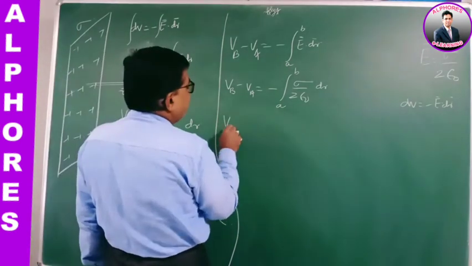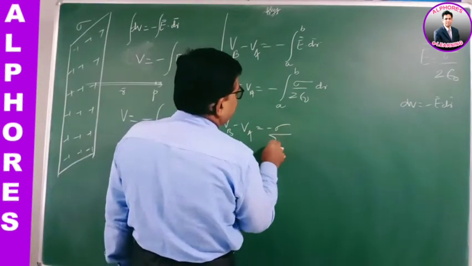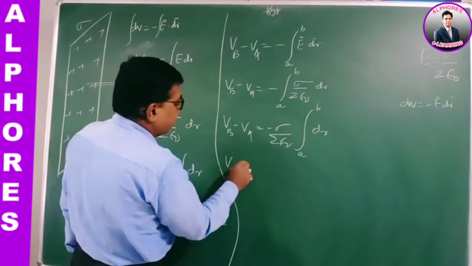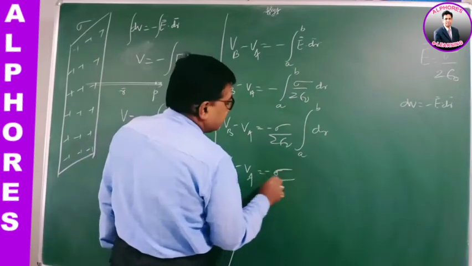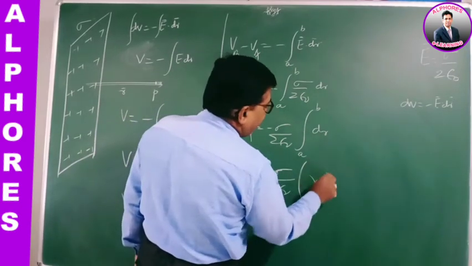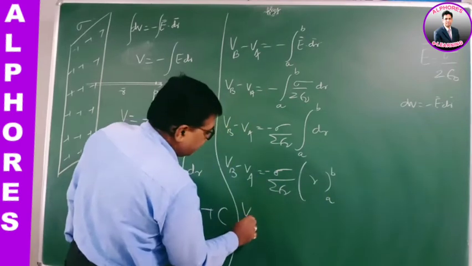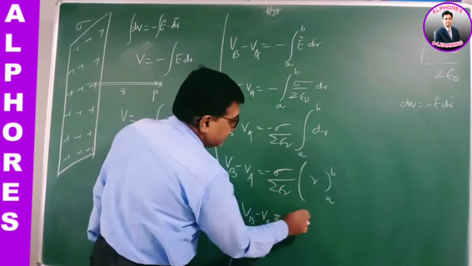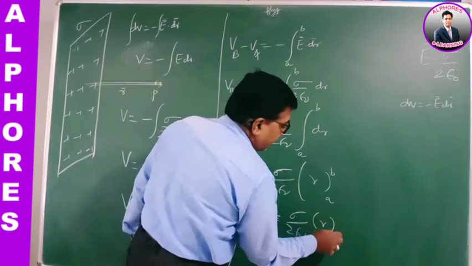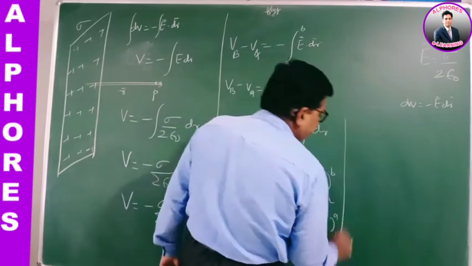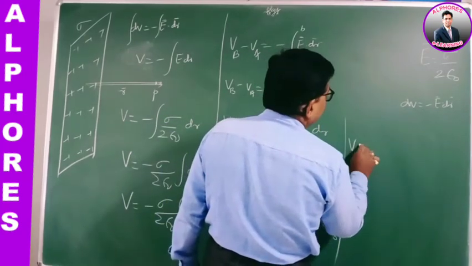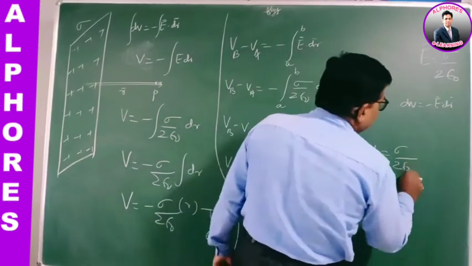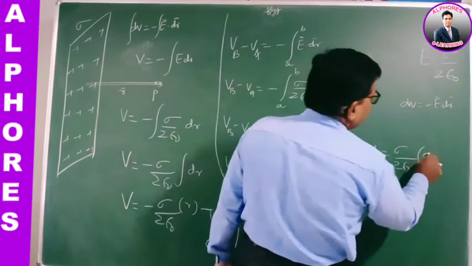So VB minus VA is equal to minus sigma by 2 epsilon naught integral dr from A to B, or VB minus VA is equal to minus sigma by 2 epsilon naught, it is R between the limits A and B, or VB minus VA, taking minus inside, reversing the limits, sigma by 2 epsilon naught into R, it's B A. So finally, the potential difference between 2 points VB minus VA is equal to sigma by 2 epsilon naught, upper limit minus lower limit, it's A minus B.